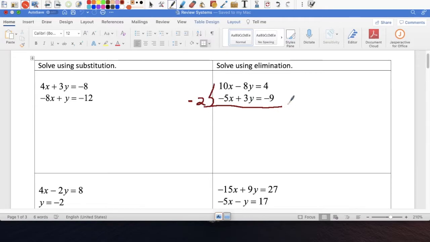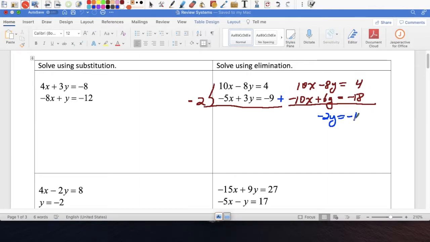If I multiply that line by 2, I get negative 10x plus 6y, and then 2 times negative 9 is negative 18. And I'm going to copy the line on top, so I get 10x minus 8y equals 4. Now I can do elimination, so I'm going to add. If you look at the coefficients, one is positive 10 and one is negative 10. You don't want to subtract these, you want to add. 10 plus negative 10 is 0x, so that goes away. Negative 8y plus 6y is negative 2y. 4 plus negative 18 is negative 14. Divide both sides by negative 2.